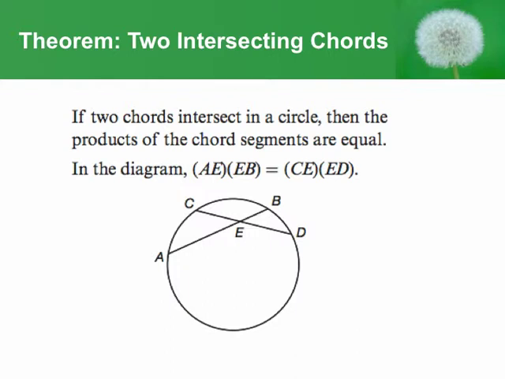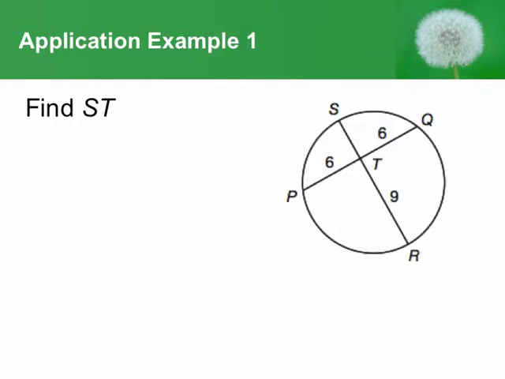Let's apply this theorem. Here we have two intersecting chords and we're asked to find the distance from S to T. So using the theorem about two intersecting chords, here's the equation that we can write. Let's substitute in the measurements that are given.